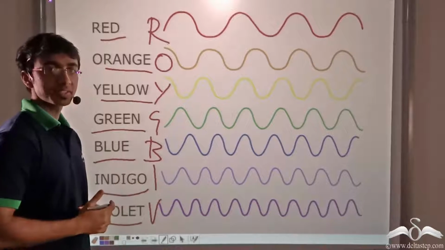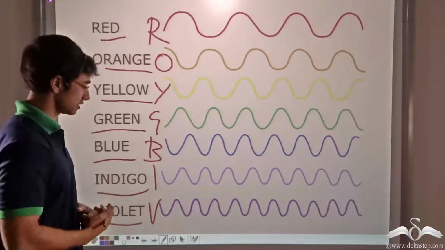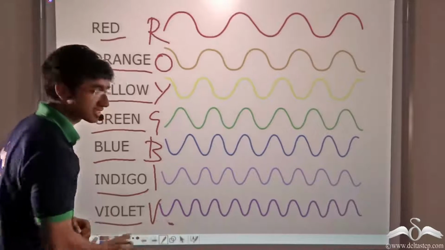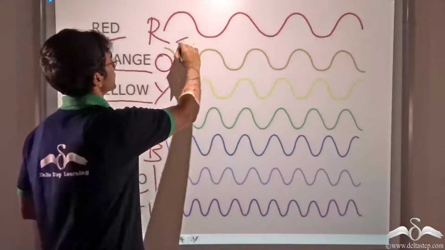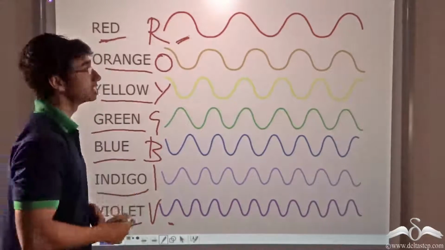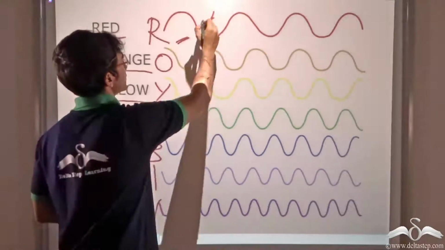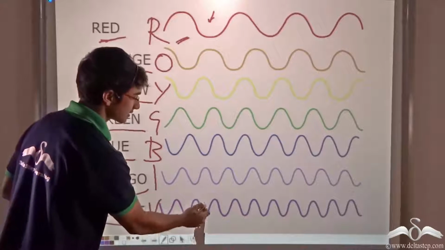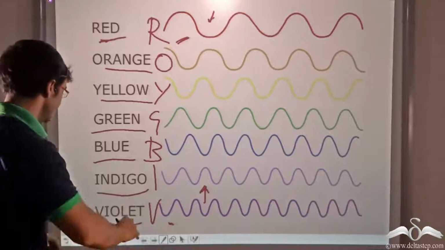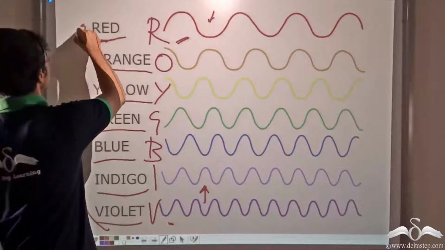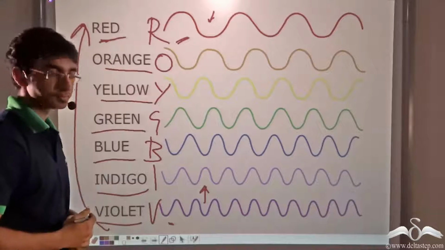Now notice, if you recall from our previous discussion, violet has the lowest wavelength and red has the longest wavelength. Likewise, red has the lowest frequency and violet has the highest frequency. The wavelength increases in going from violet to red.